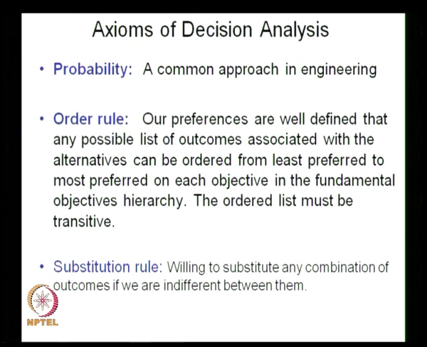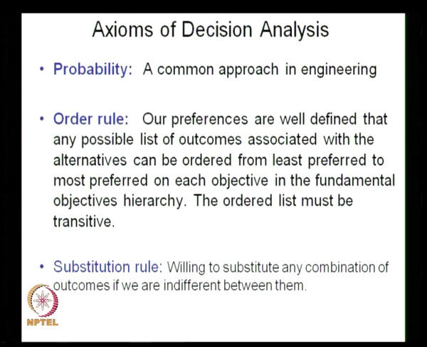The third one is the substitution rule. We are willing to substitute any combination of outcomes if we are indifferent between them. So if we are indifferent between two decisions, then we are willing to take any one of these. So that is the substitution rule. So these are the three axioms we normally use in decision analysis: the probability, order rule, and substitution rule.